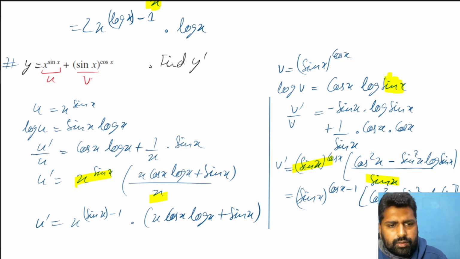We could have generated cot also if we wanted. Cos by sine was cot also. We could have gone by that method also. Again, if there is no restriction, it depends what kind of question is asked. All right, we're done with this.